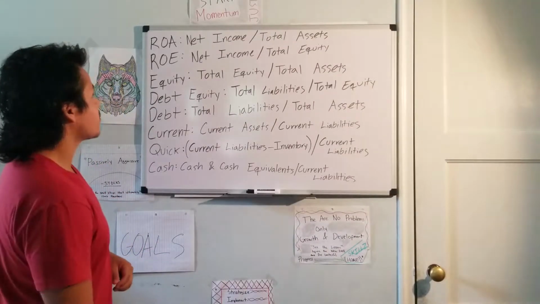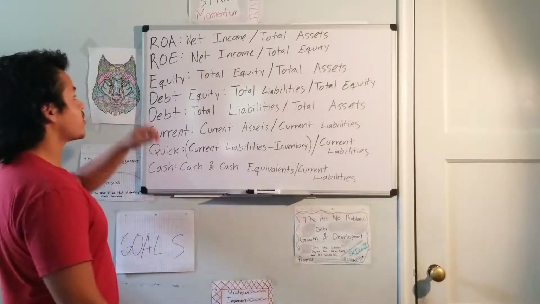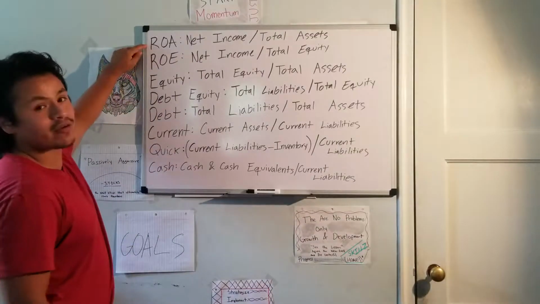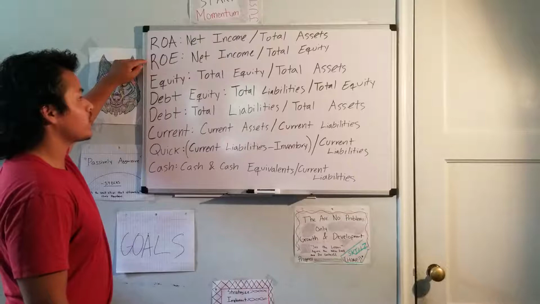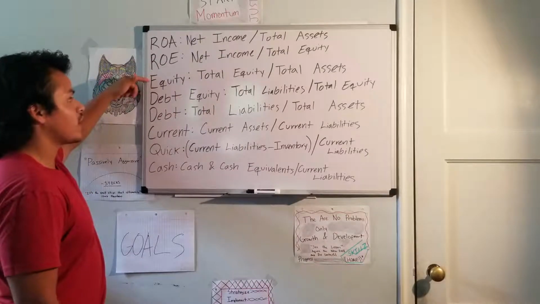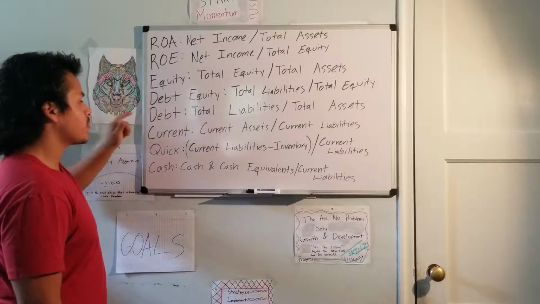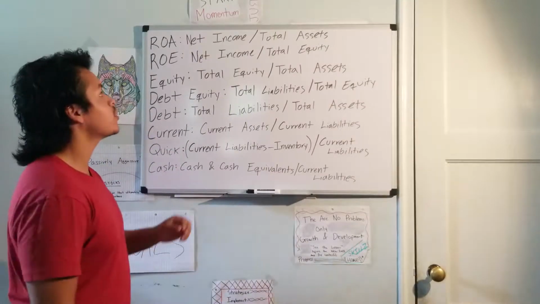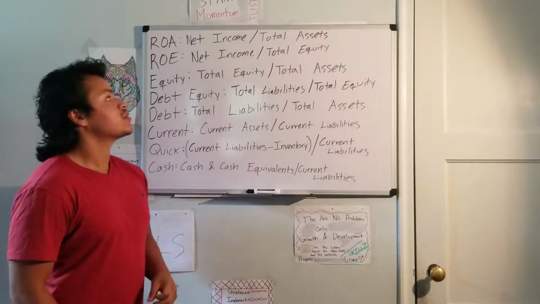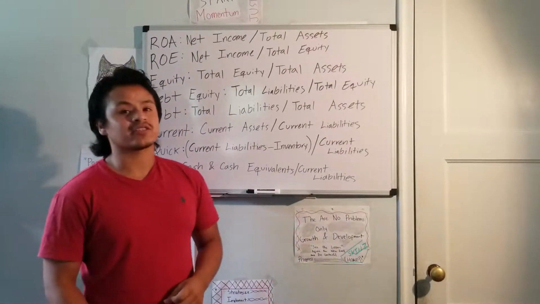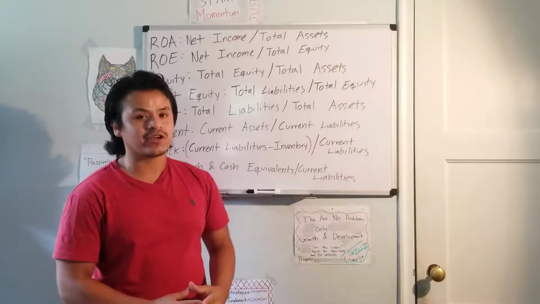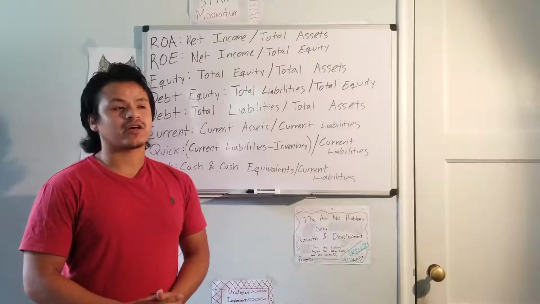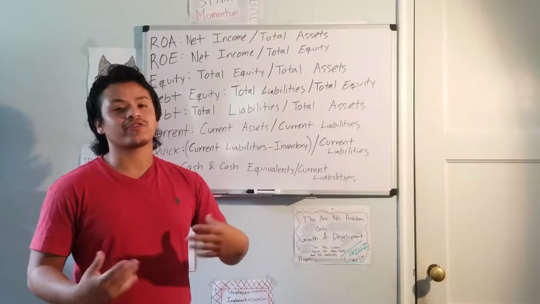So now, the next ratios we're going to want to figure out. Actually, let me explain first what the ratios are. There's ROA, return on assets, ROE, return on equity, equity, debt, current, quick, and cash. These are all ratios. So for ROA, that is net income over total assets. That is your profit at the end of the year, your net income, divided by all the assets you own. That'll give you a certain percentage of how much you make and how efficiently you're using those assets.